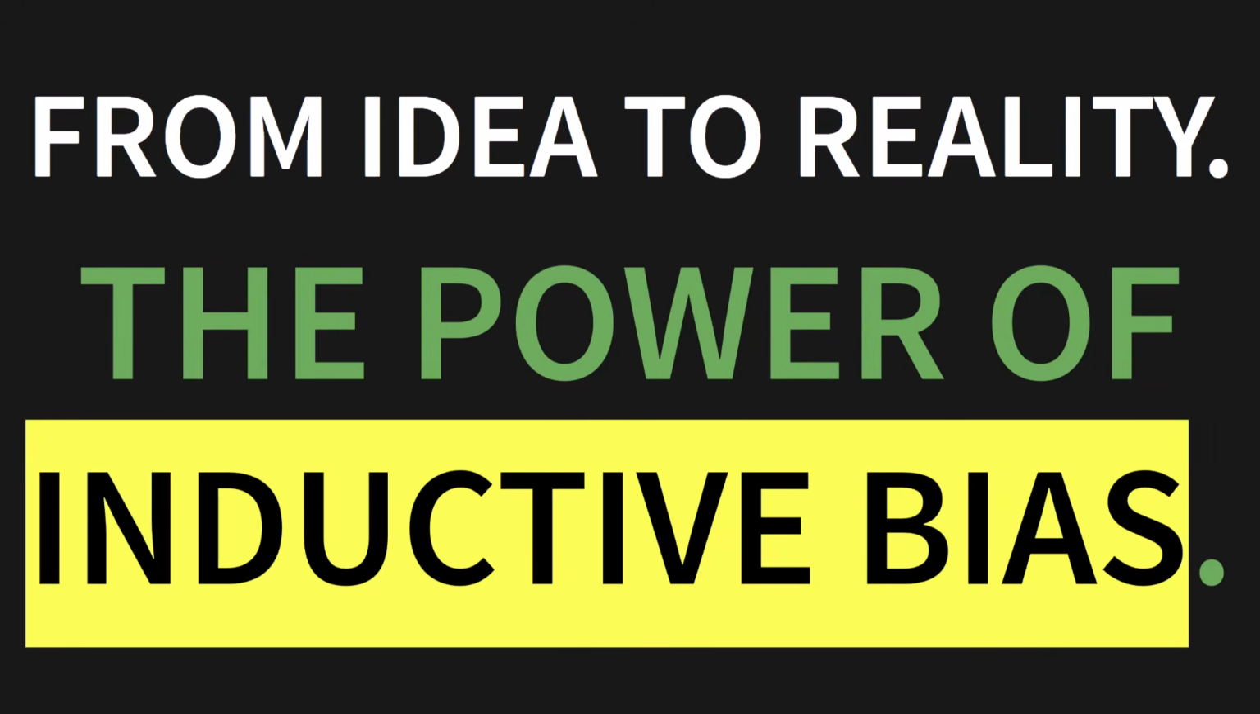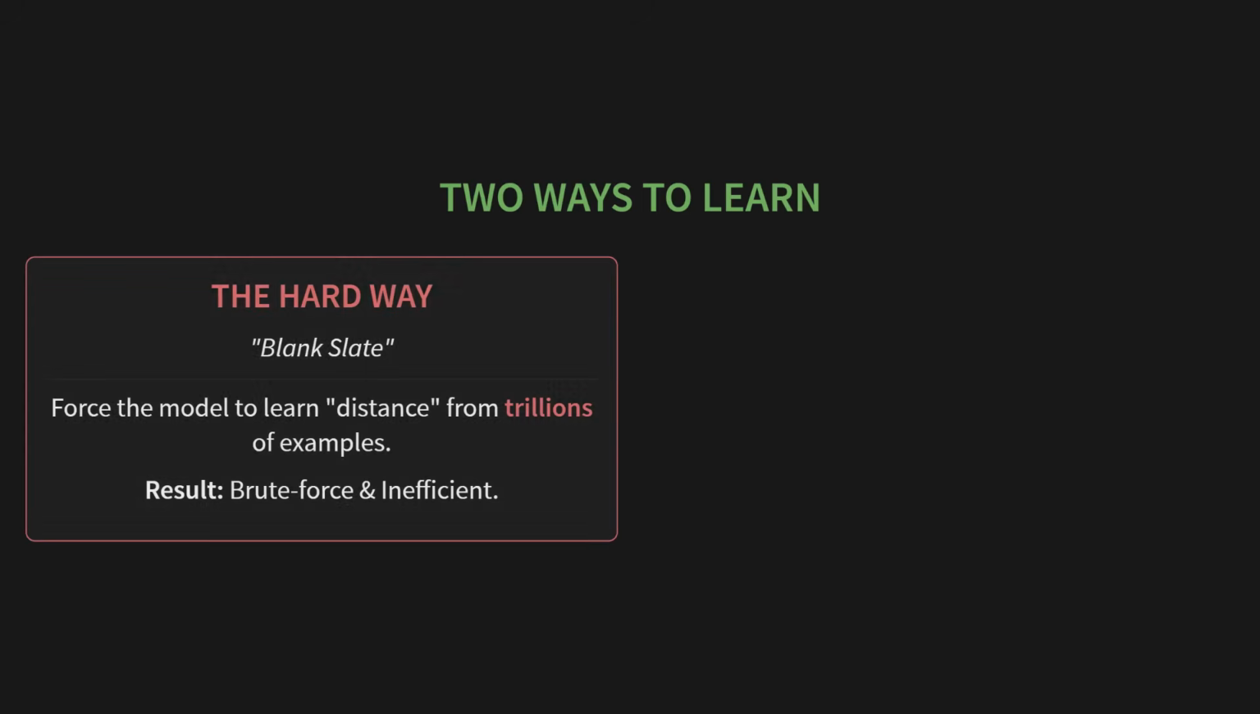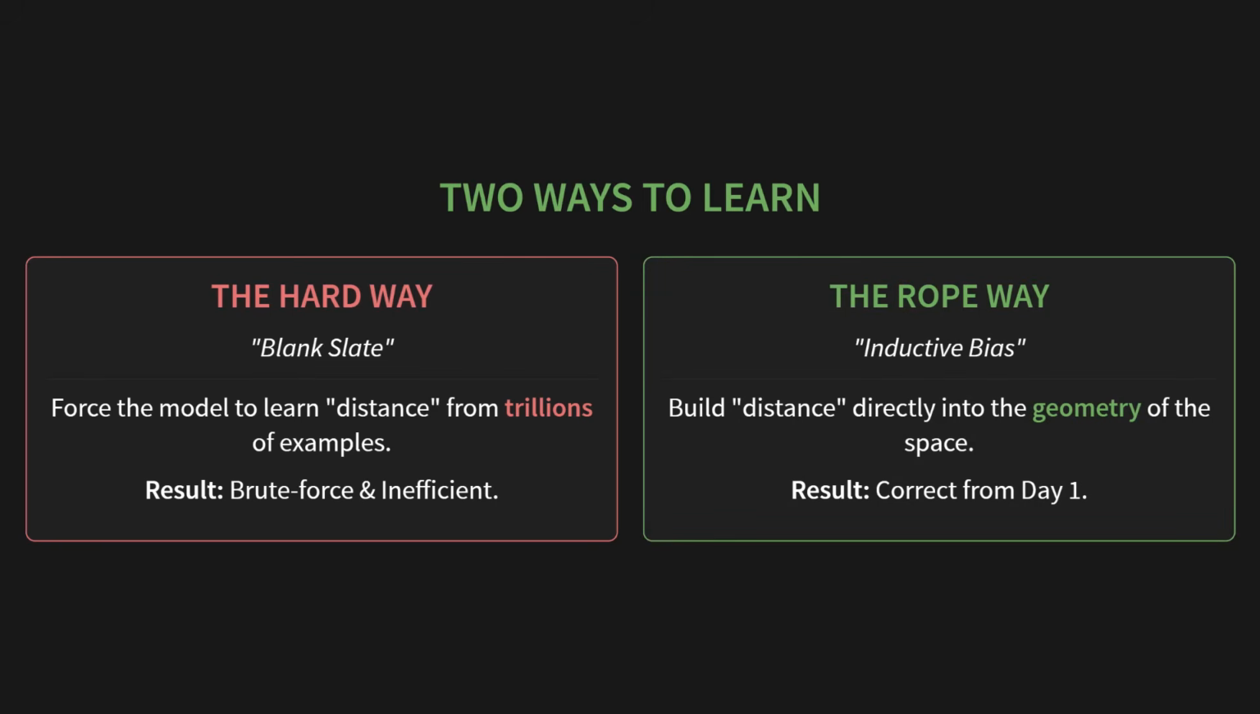This entire journey from a simple idea to a full PyTorch implementation reveals a deep principle in machine learning. It's the power of inductive bias. Think about it. There are two ways you can teach a model about the world. There's the hard way, the blank slate approach. You force the model to learn the fundamental concept of distance from trillions of examples. What's the result? It's brute force. It's wildly inefficient.